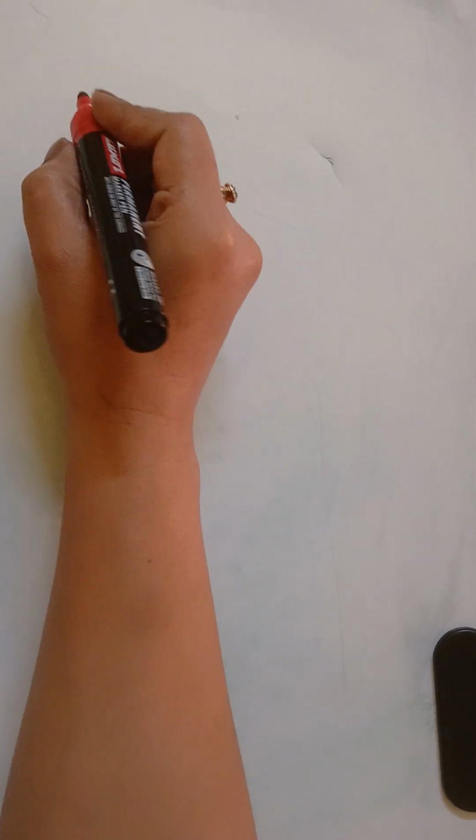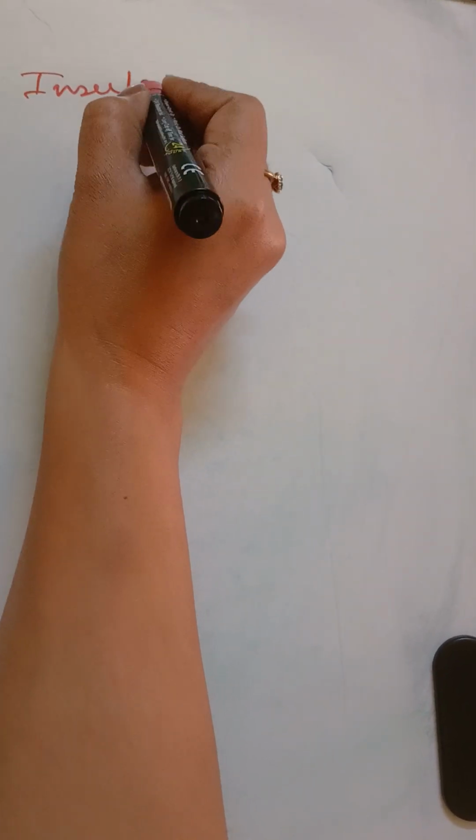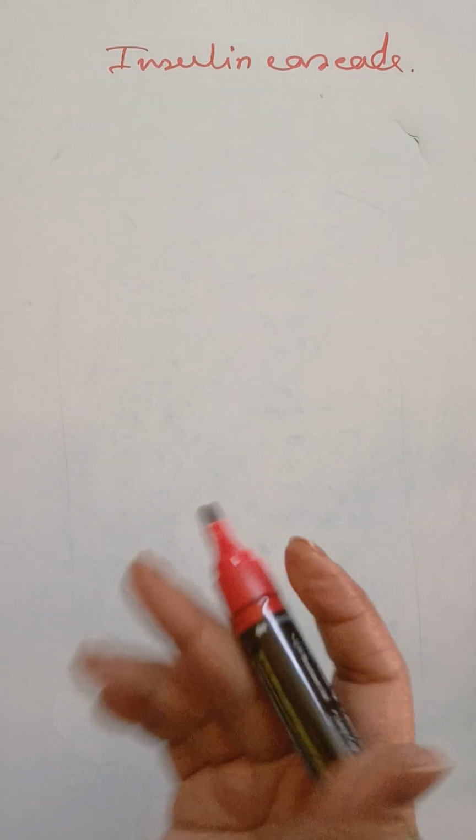Now there is an insulin cascade, which is basically responsible for this whole type 2 diabetes thing. Okay, what is the insulin cascade?